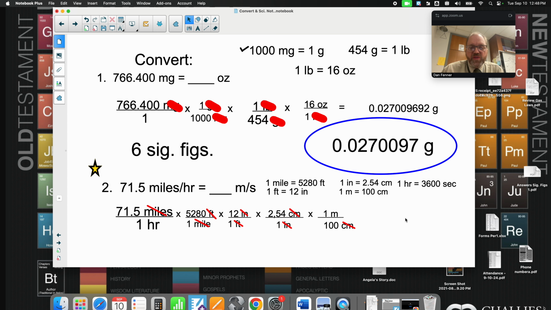Now, this fraction, what we've been doing all along is whatever we want on the bottom, but this one's already in the denominator. So in order to cross it out, we're going to have to put hours on top and seconds on the bottom. So that way the hours cross out. Now when we multiply through, we're going to get meters per second. All right, so let's take our calculators. 71.5 times 5,280 times 12 times 2.54. Now we don't need to multiply by 1. Hit equal. We go straight across, multiply across.